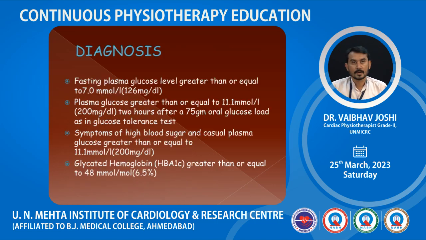How we diagnose the diabetes mellitus? Fasting plasma glucose level greater than or equal to 7 millimole per liter, we can say 126 mg per dl. Plasma glucose greater than or equal to 11.1 millimole per liter 2 hours after a 75 gram oral glucose load as in glucose tolerance test. Symptoms of high blood sugar and casual plasma glucose greater than or equal to 11.1 millimole per liter, 200 milligram per dl. Glycated hemoglobin greater than or equal to 48 millimole per mole, 6.5%.